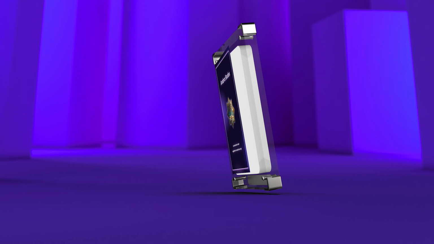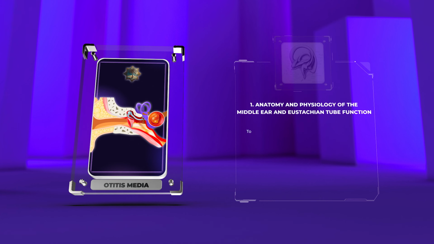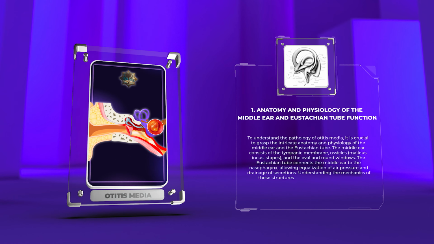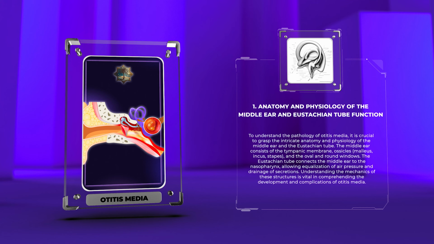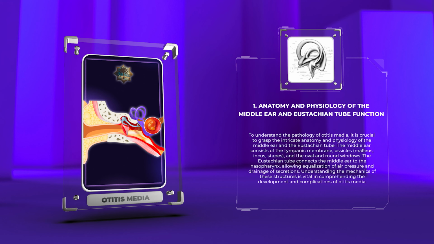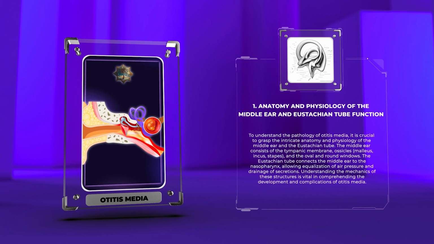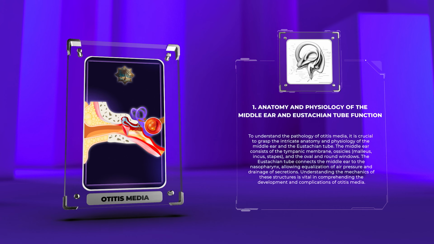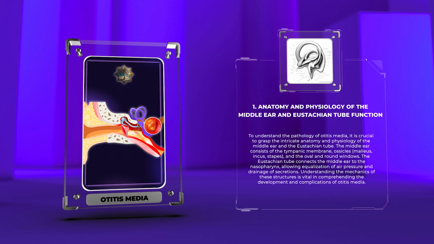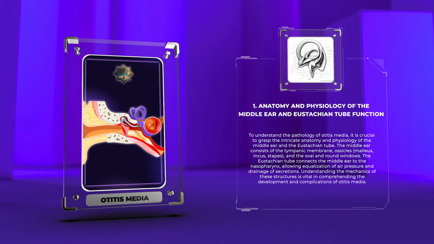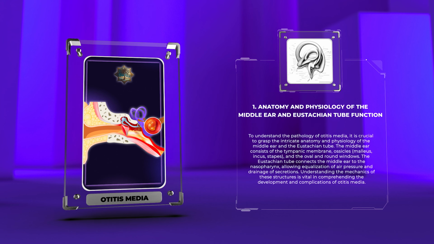To understand the pathology of otitis media, it is crucial to grasp the intricate anatomy and physiology of the middle ear and the eustachian tube. The middle ear consists of the tympanic membrane, ossicles, malleus, incus, stapes, and the oval and round windows. The eustachian tube connects the middle ear to the nasopharynx, allowing equalization of air pressure and drainage of secretions. Understanding the mechanics of these structures is vital in comprehending the development and complications of otitis media.